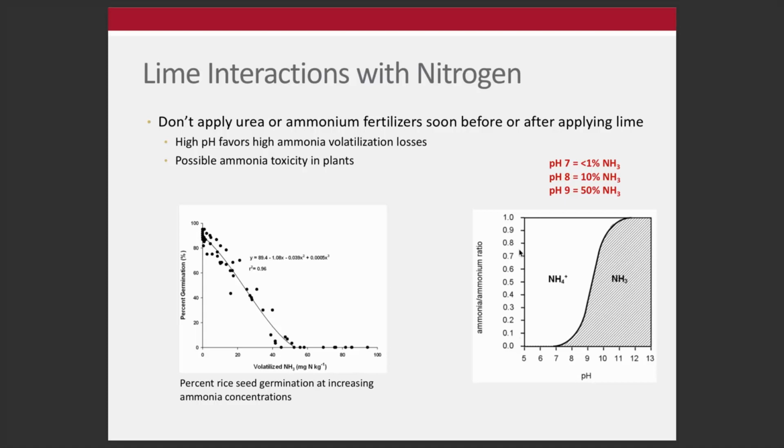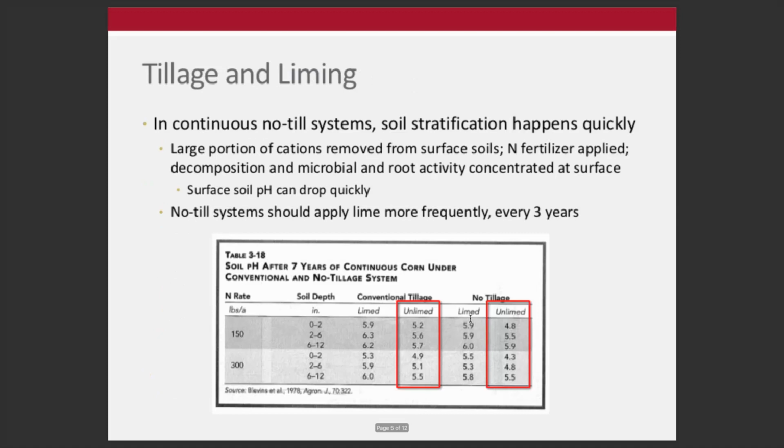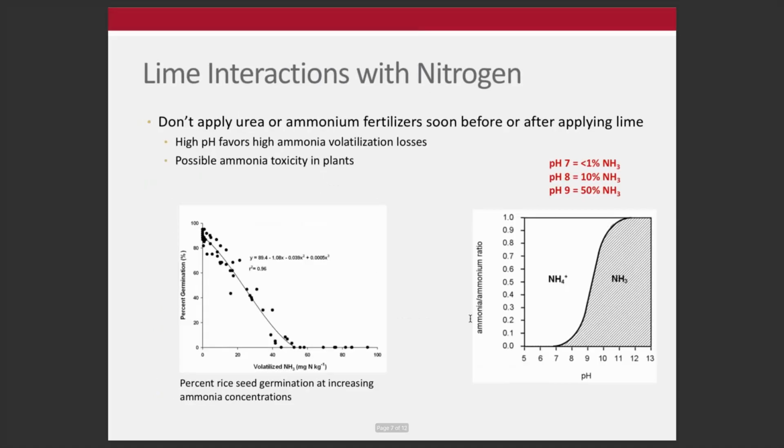But we can see that as a pH, a kind of base phenomenon, this idea of ammonia versus ammonium. So ammonia is NH3, ammonium is NH4, and as pH increases, the percentage of ammonium that turns to ammonia and gets volatilized increases. So we don't like to apply lime with nitrogen fertilizer.